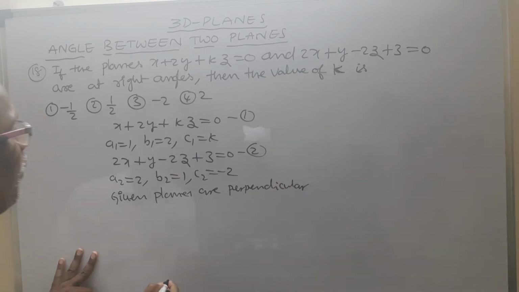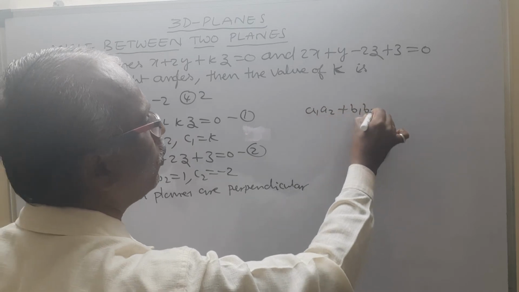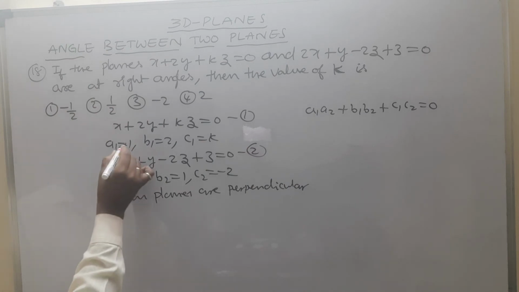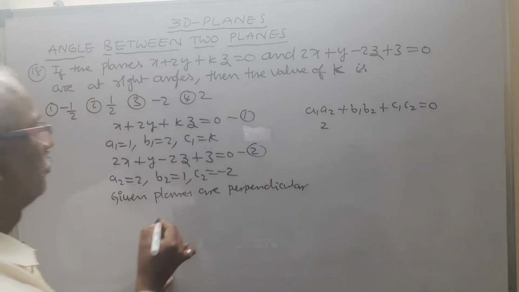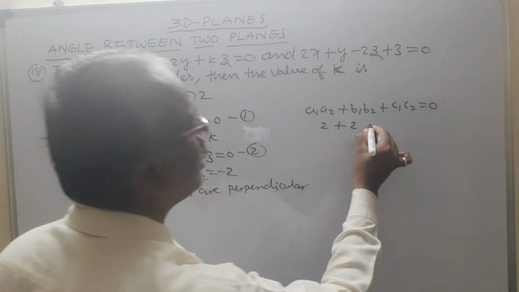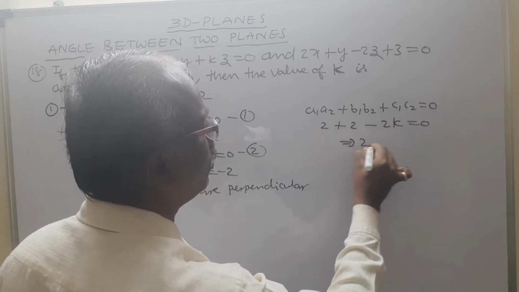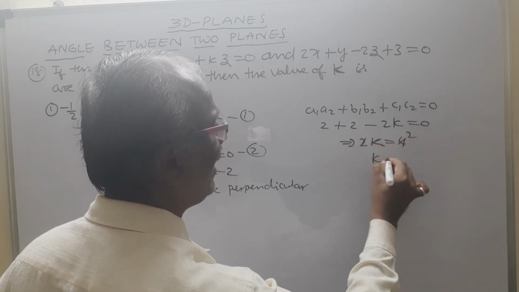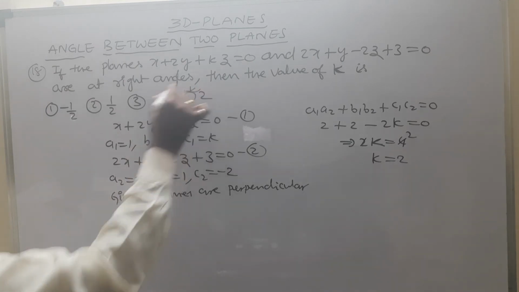If the planes are perpendicular, a1 a2 plus b1 b2 plus c1 c2 equal to 0. This is the formula. 1 into 2, a1 a2, 2. 2 into 1, 2. k into minus 2, minus 2k equal to 0. 2 plus 2, 4. 2k equal to 4. So k equal to 2. Here k equal to 2, fourth option. This is the correct answer.